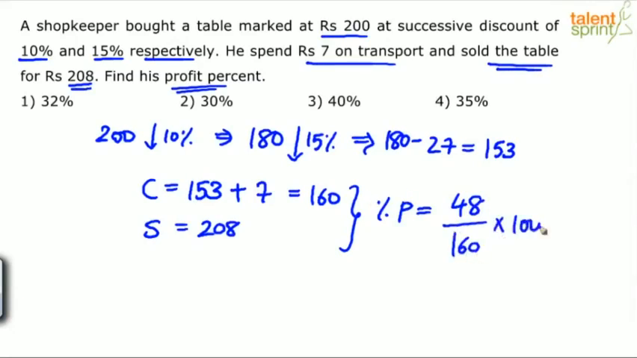Profit is always calculated on cost price, right? So 48 by 160, this is like 3 times and 10 times, right? 16 into 3 is 48, 16 into 10 is 160. So 3 by 10, 30%. Option 2 would be the answer, right? But please cut down the writing part there. Mental calculations: 200 reduced by 10%, 180. 180 reduced by 15%, 153. Plus 7 rupees is 160 and sold for 208. So 48 is the difference, which is the profit on a costing of 160. 48 on 160 is 30%.